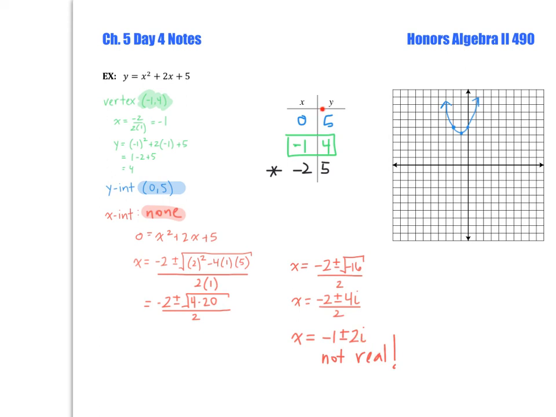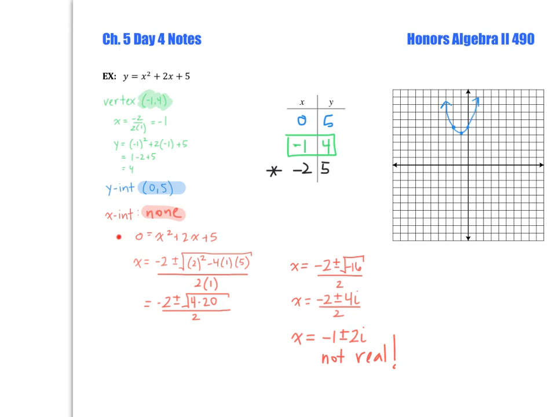Okay, so as we are creating our table, we need to think about a point of symmetry. So our vertex is (-1, 4), that goes smack dab in the middle. We have our y-intercept of (0, 5), whose x value is 1 away from our vertex, so 1 away in the opposite direction gives me an x value of -2, and we know that our y value stays the same, which is 5. Okay, so this graph is going to open up. Go ahead, plot those points, and we get it here.